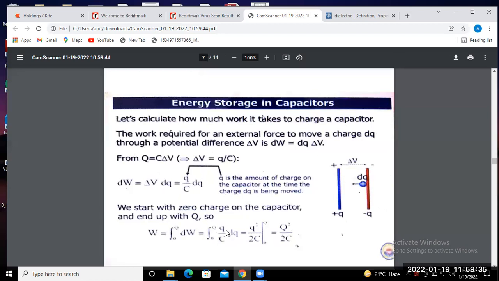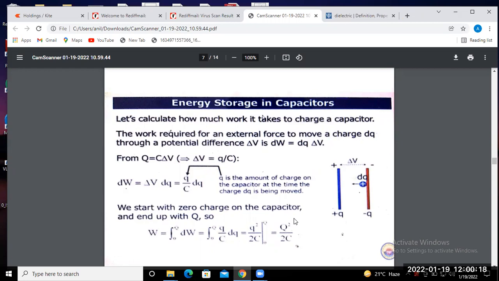Integrate this, Q by C into dQ. How much will it come? Integrating gives Q square by 2, Q square by 2C. Just put the limit values, 0 to Q. I think you are familiar with integration, how you put the lower limit and upper limit. Okay. First we put the upper limit and subtract the lower limit. The upper limit is Q, so Q square, and the lower limit is 0, so that total term is 0. Okay. So Q square by 2C is the work done required for the total charge Q stored in the capacitor.